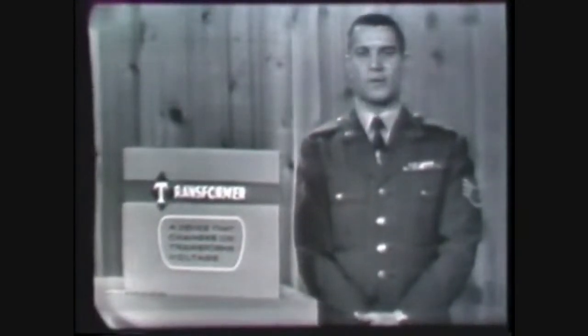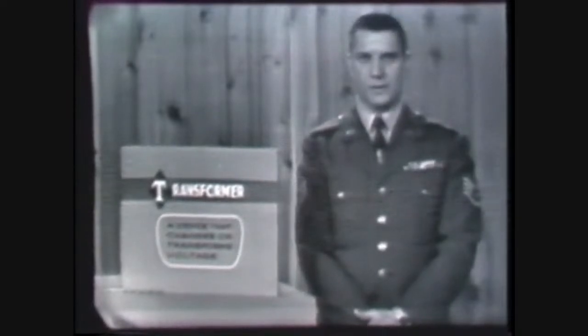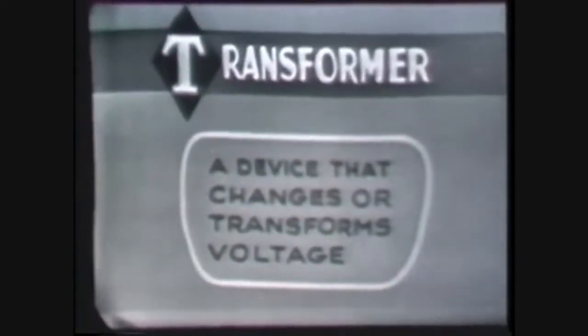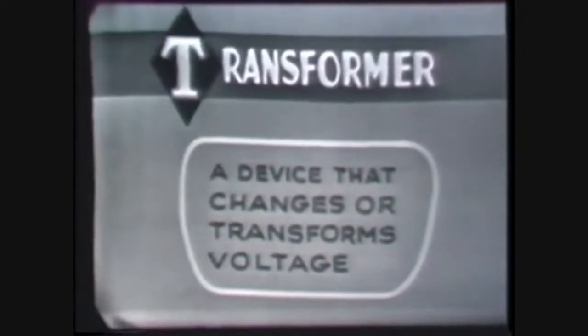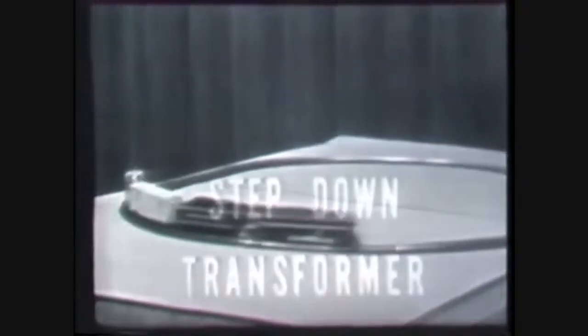The answer to both of the questions just posed for you, and also the subject of this lesson, is the transformer. Now, just what is a transformer? Well, basically, we can say it's a device that does just what its name implies. It changes or transforms voltage. If the transformer reduces the voltage, as in the case of the train, it's called a step-down transformer.